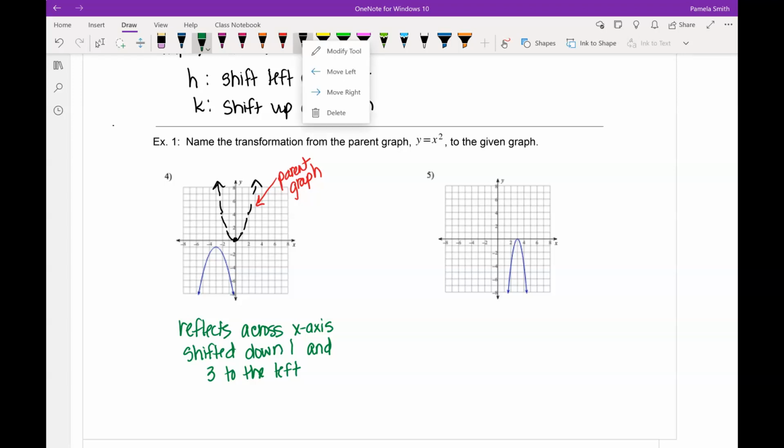I'm going to do it one more time on this next one. So we have our origin, (1, 1), (-1, 1), (2, 4), (-2, 4). So I'm going to sketch this in again.